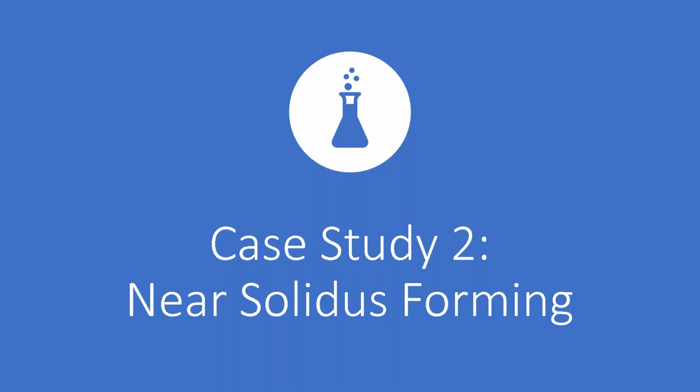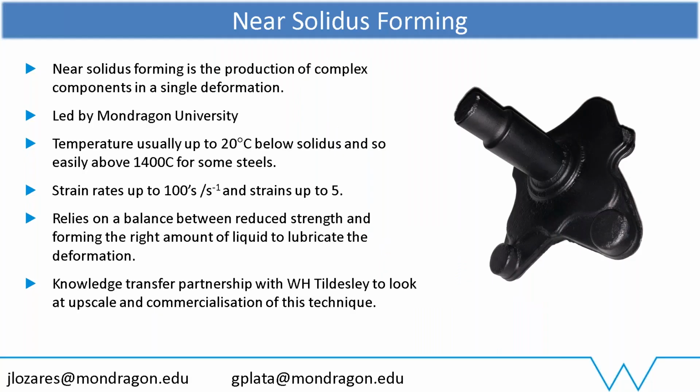The next exciting case study I want to portray is the near Solidus forming. This is some work that I've been doing with the University of Mondragon, and this is really next generation future forming. We're looking at deforming materials at really high target temperatures, just below the Solidus temperature. For some steels, this could easily be above 1400, way beyond what conventional forging companies will look at. The strain rates that we're talking about are in the hundreds, and strains of 5, but even higher could easily be possible.